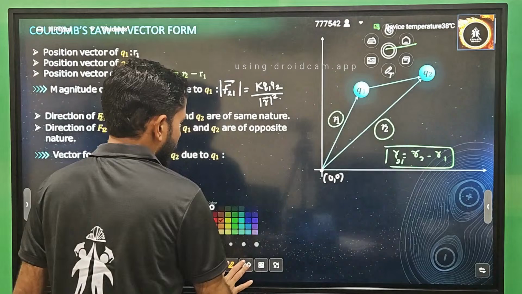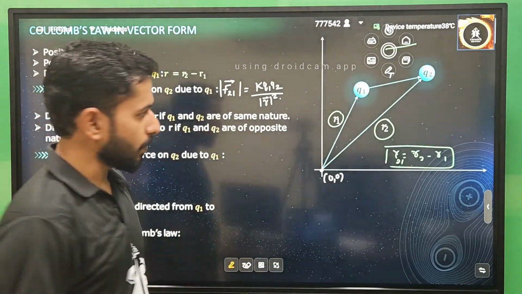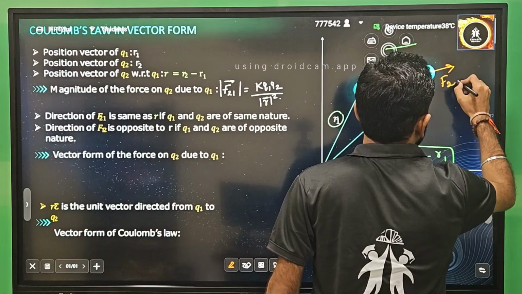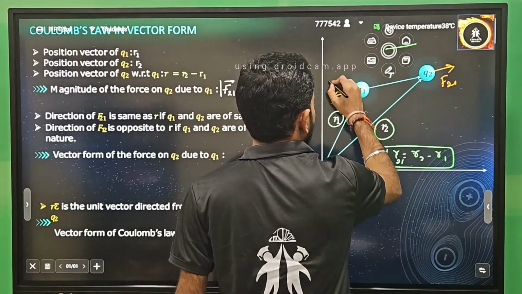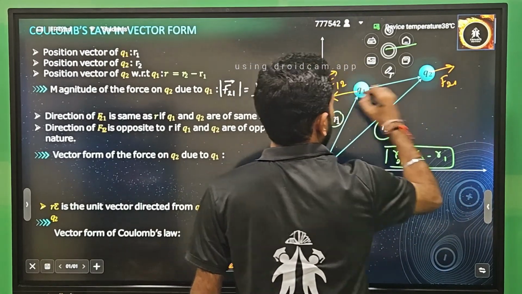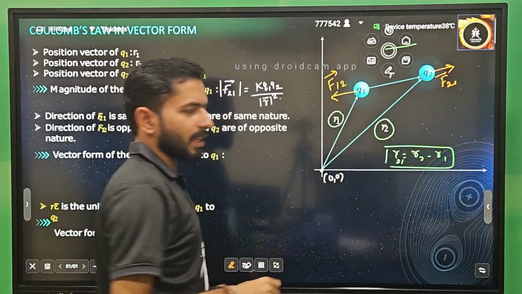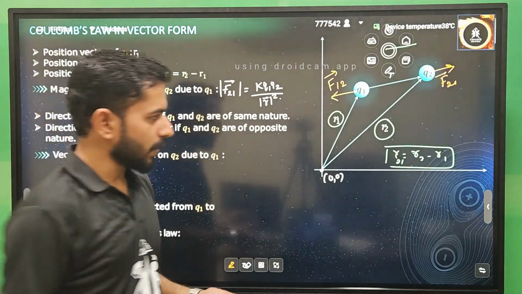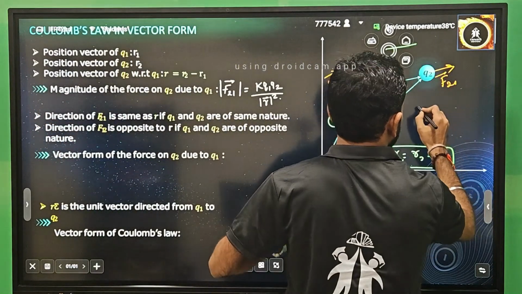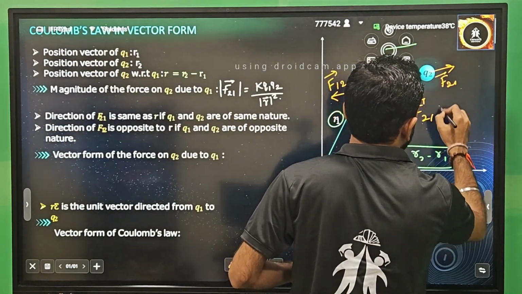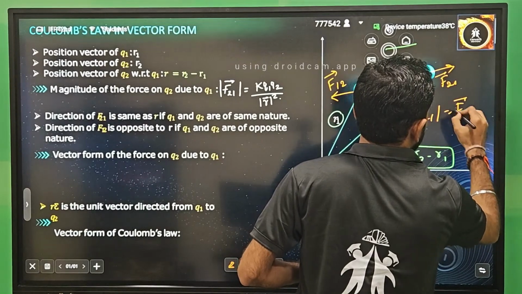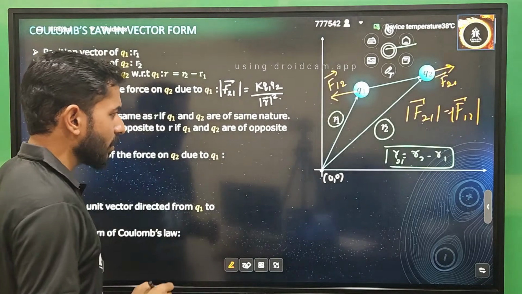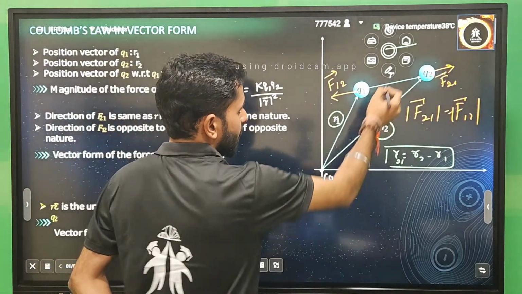Now see, if I want to write, now there can be two possibilities. What is the direction of force on q2? I can write this as force on 2 due to 1, and I can write this as force on 1 due to 2. Correct? This will be the direction, because same charges, that means repulsive force. I already have told you that directions are opposite, but magnitude wise they will be exactly the same. Force on 2 due to 1 is equal to force on 1 due to 2. Now let's write. This is the r vector.